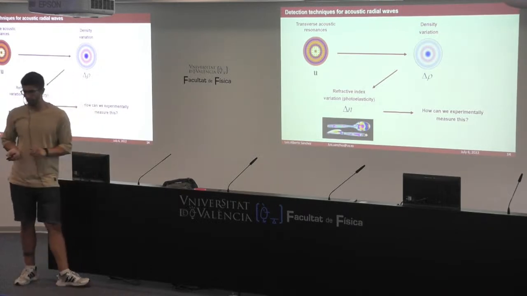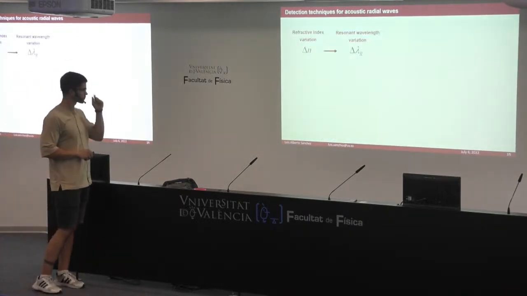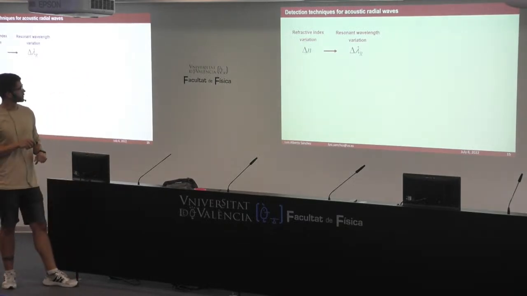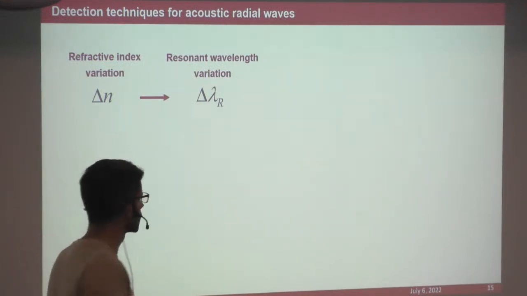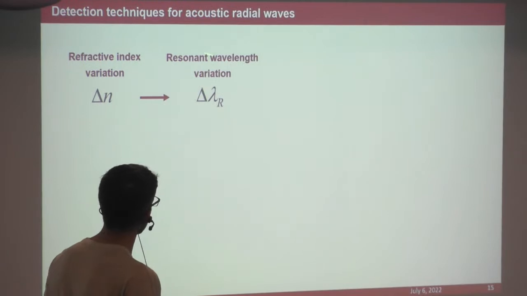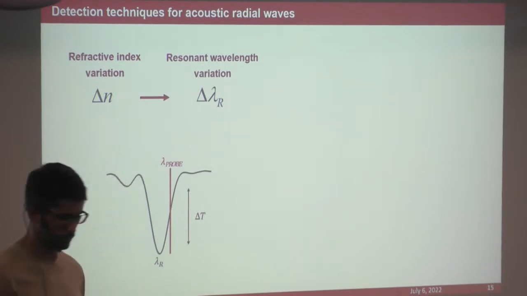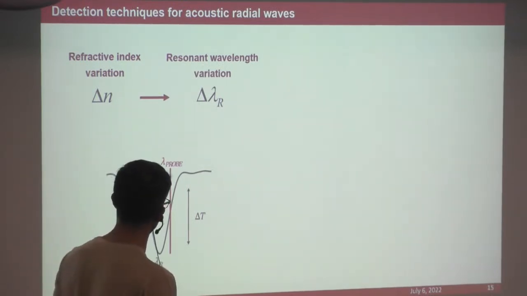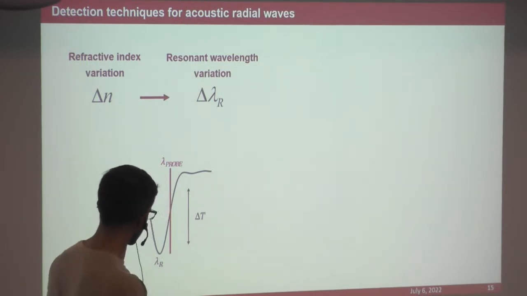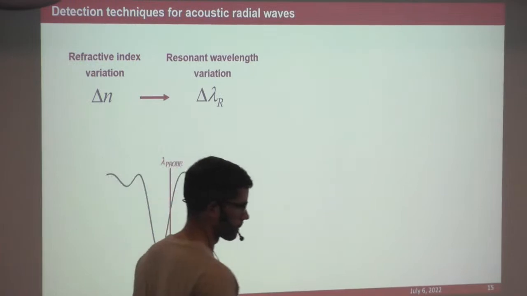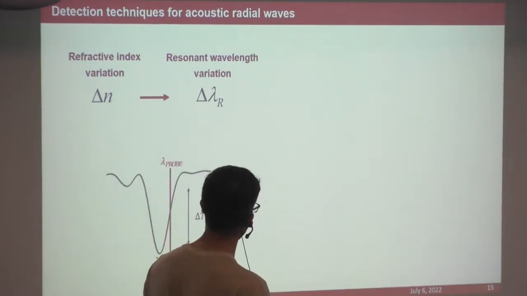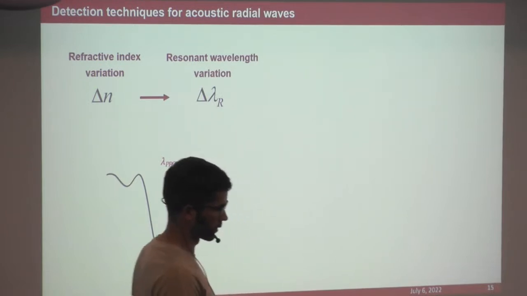Okay, so in our laboratory, we use this approach. We try to convert these refractive index variations due to the mechanical wave or the elastic deformation into some kind of resonant wavelength variation. For doing that, we have some devices that have resonant wavelengths. If this is the transmitted power, there is a wavelength where the transmitted power is lost. Let's say that this resonant wavelength depends on the refractive index of the material.